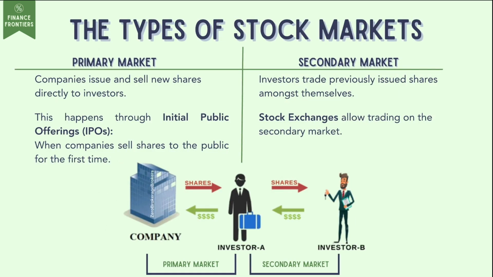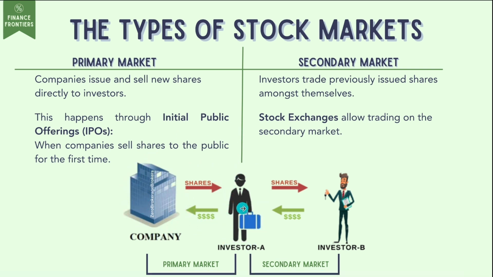The first is the primary market. The primary market is where businesses issue and sell new shares for the first time directly to investors. And this happens through initial public offerings. In an initial public offering, the company sells shares to the public for the first time. In this case, the company is selling shares to investor A, so it's only between the company and investor A.